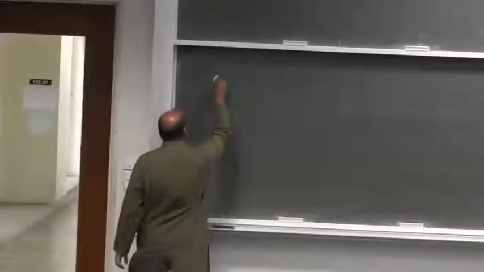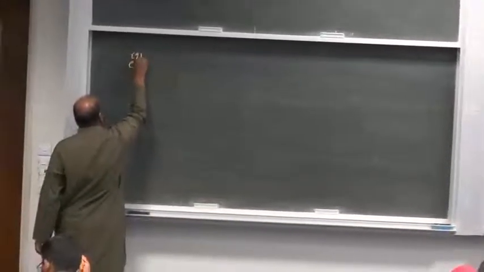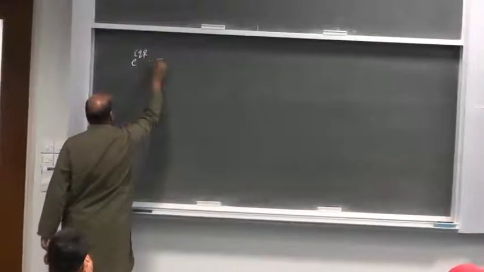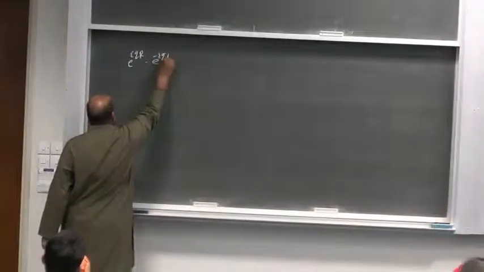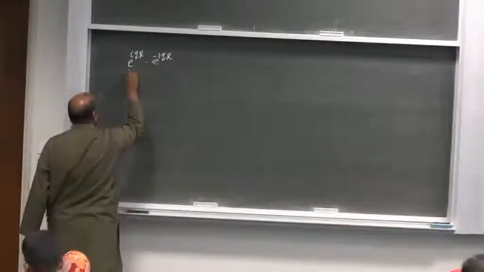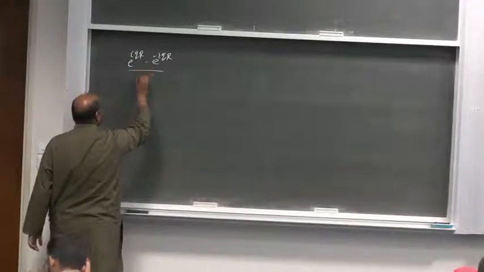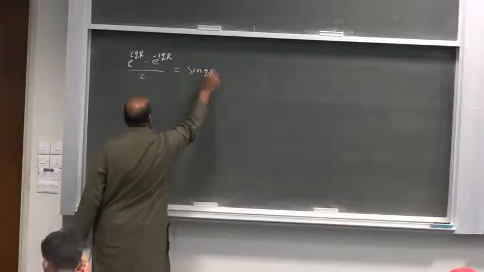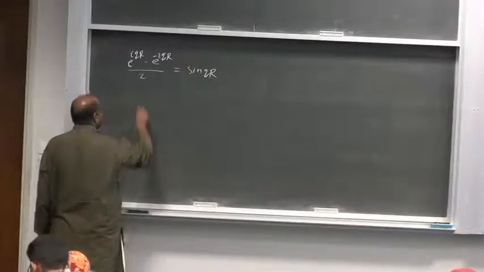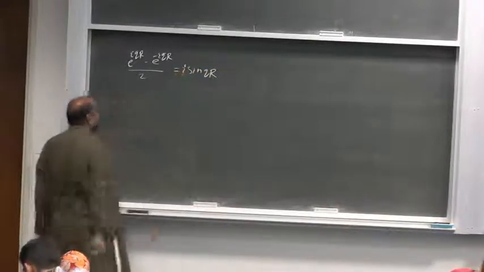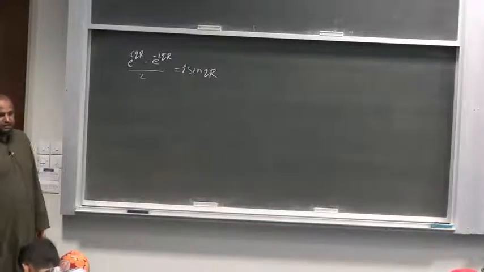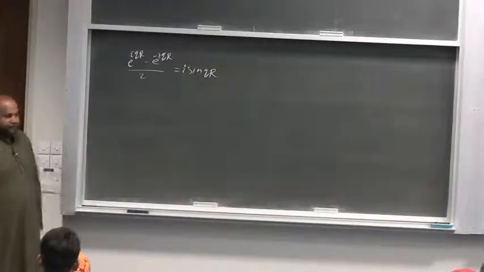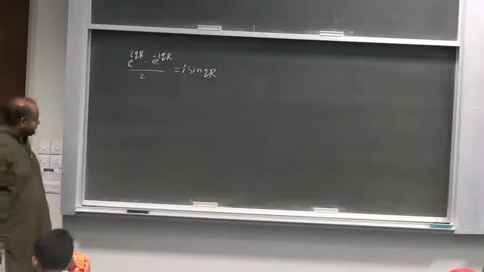One error: at one point we had something like this, when we integrated over theta over 2. So I took it equal to sine QR, which is not correct. This must be equal to iota sine QR. So that's why I have a negative iota at the end.